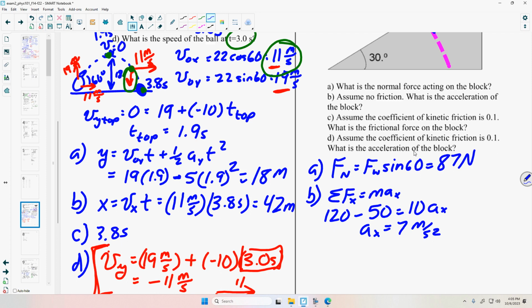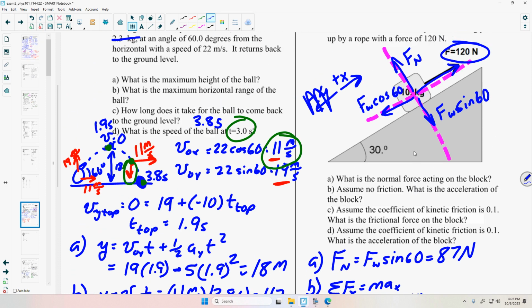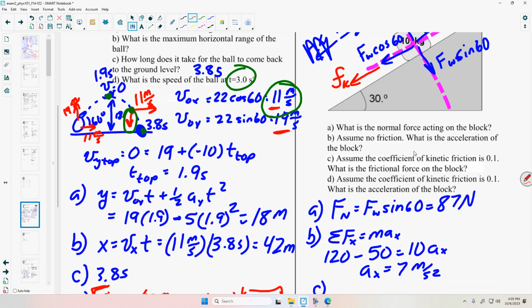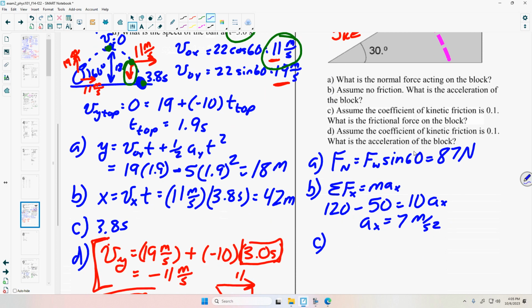The third part, assume the coefficient is 0.1. Then two questions: what is the frictional force, and then what is the acceleration? So now I'm going to add this other vector here that is my kinetic friction. And that kinetic friction opposes the direction of motion. I know it's accelerating up the inclined plane. To find Fk is relatively straightforward. I just say that Fk is equal to mu k times the normal force. If mu k is 0.1, I've already found the normal force. It's 87 newtons. So that means that my frictional force is 8.7 newtons.